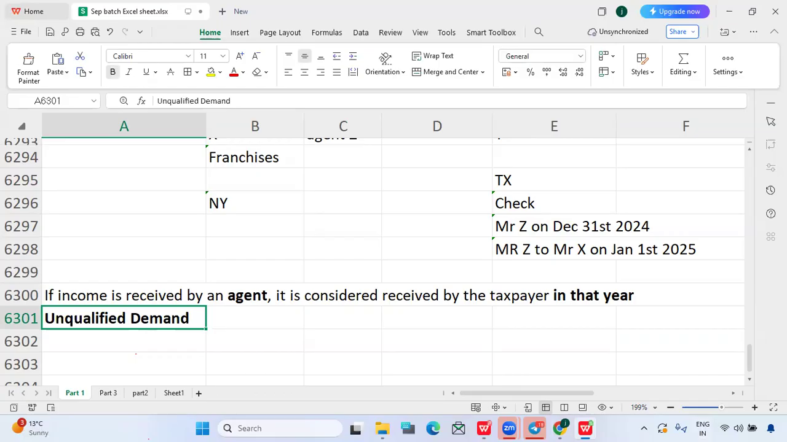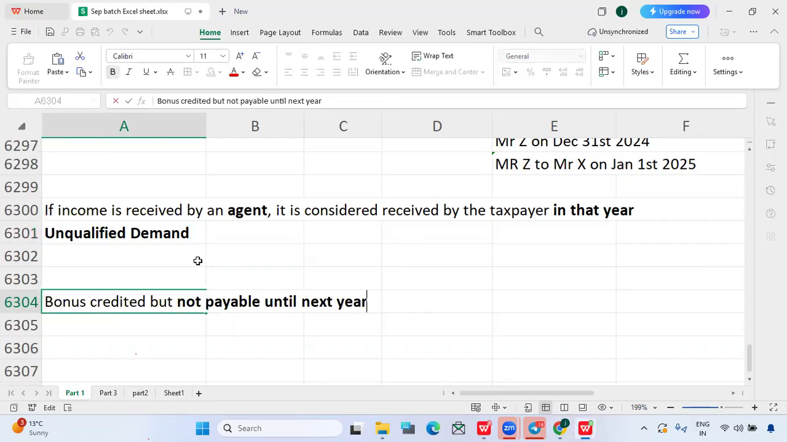If there are any restrictions, do we need to apply the constructive receipt doctrine? No. Constructive receipt of income applies only under the cash method and only when there are no restrictions. If there are any restrictions, do we need to apply it? No, not at all. Clear, guys, this point?